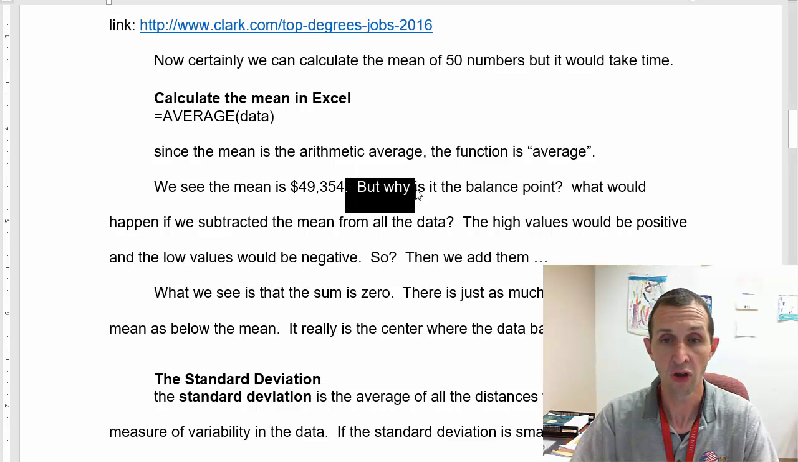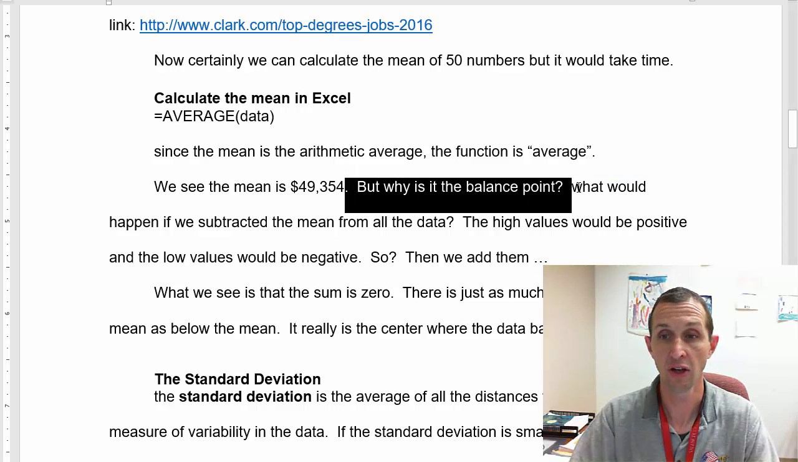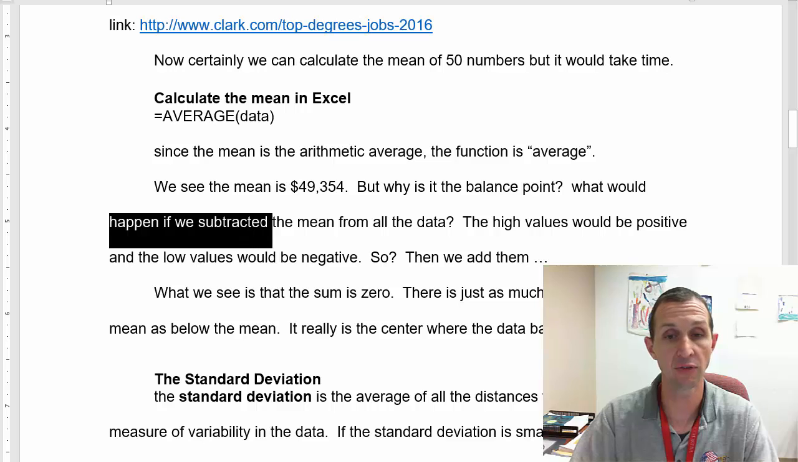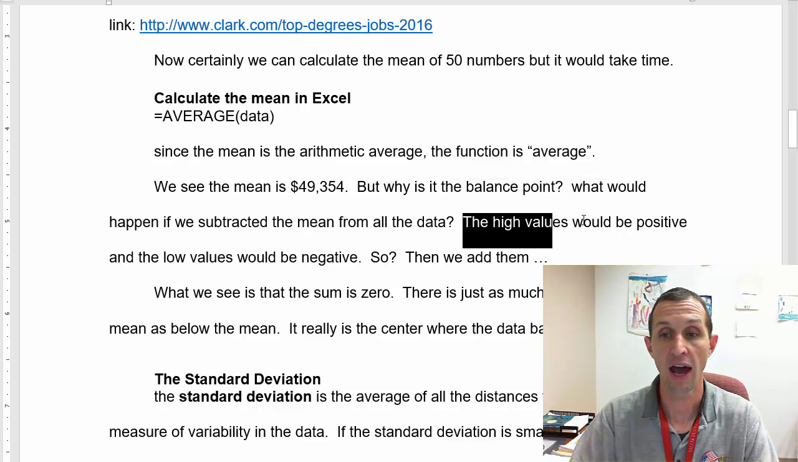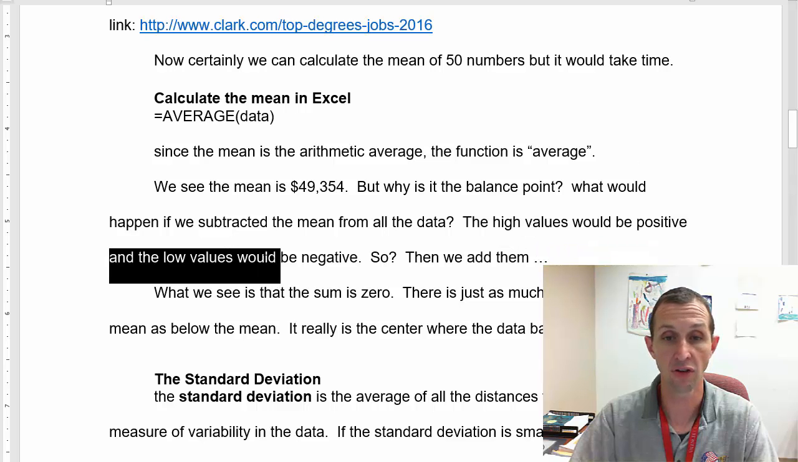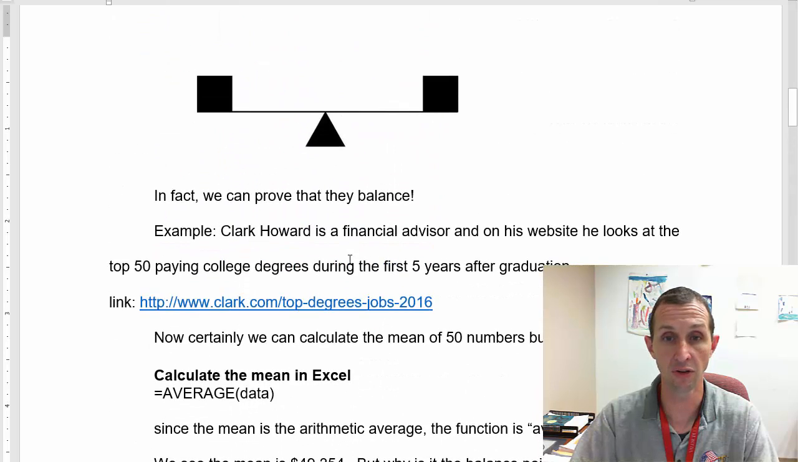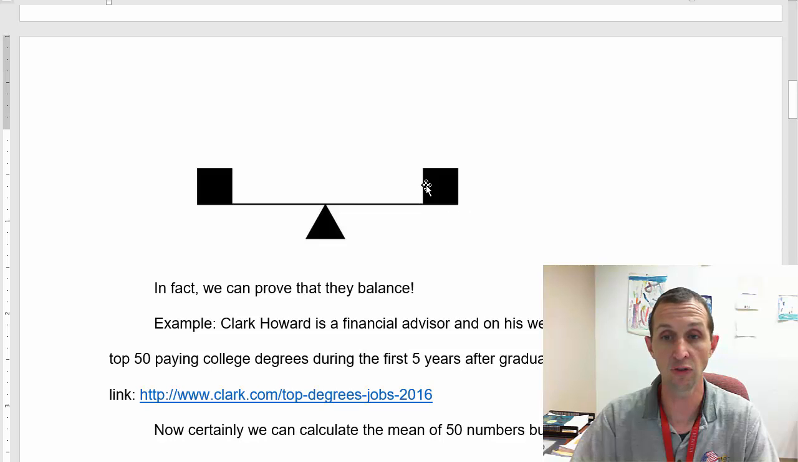49,354. But why is it the balance point, right? What would happen if we subtracted the mean from all of the data? The high values would be positive, and the low values would be negative, right? In other words, you'd have the high values on one side above the mean, and the low values on the other side below the mean, right?